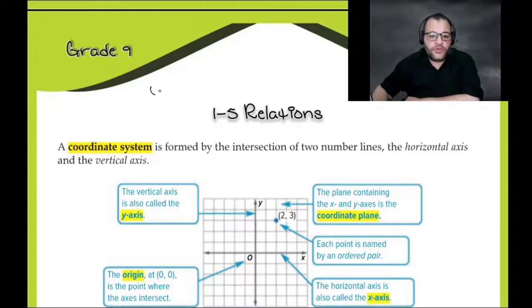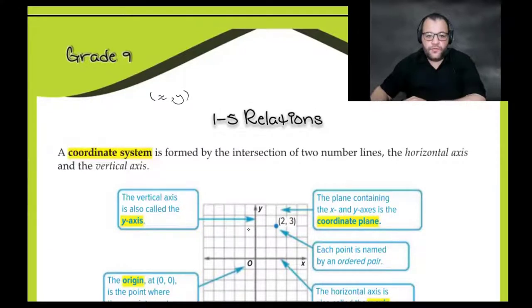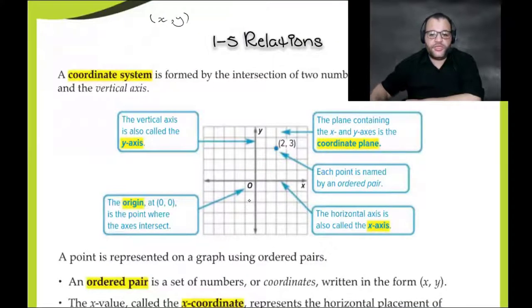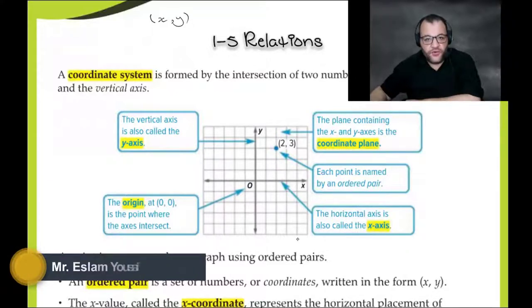Do you remember the ordered pair, which can be written in the form (x, y) this way? You know this one, the ordered pair? Yes. Okay. So the ordered pair is one of the ways that we can represent the relation. If you want to represent the ordered pair, we use the coordinate plane, which is defined by the X and Y, X being the horizontal line, and Y the vertical line.